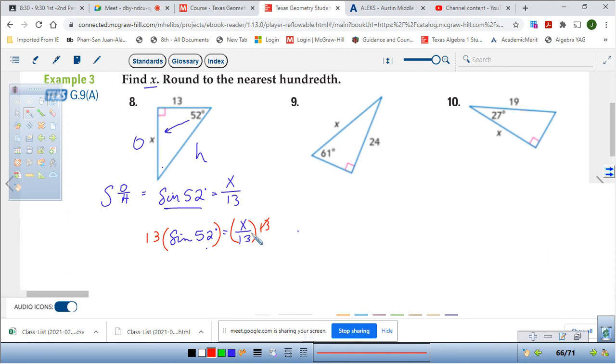These will cancel out, leaving me with x is equal to, this you have to type in the calculator, sorry, sine of 52 degrees. So now when you type in the calculator, it gives you the answer x. Pretty cool, right? Not too bad.